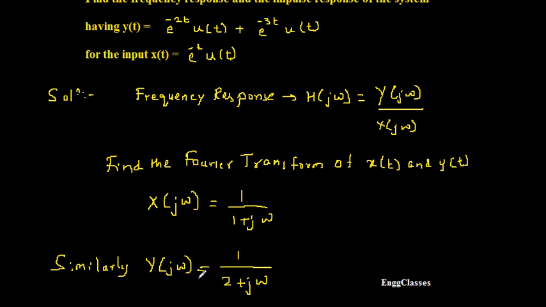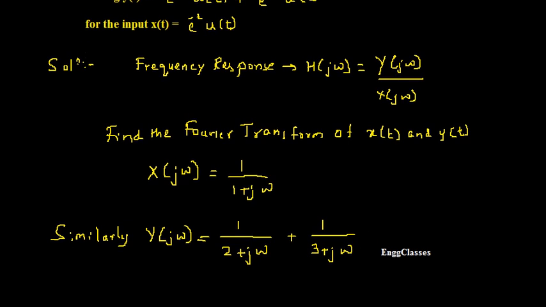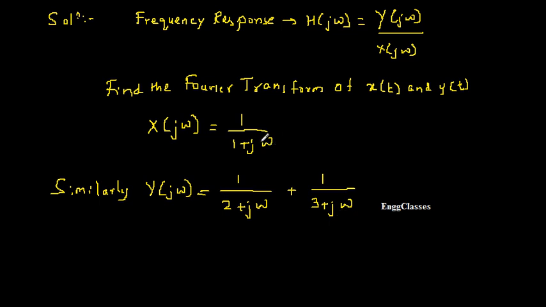What I have to do here is find the frequency response and the impulse response. Is that okay? So I'm not going in depth of this. I can write the answer straight away, knowing the standard result that the Fourier transform of e to the power minus a t u of t is 1 divided by a plus j omega. Similarly, the Fourier transform of the second term is going to be 1 divided by 3 plus j omega. Correct?